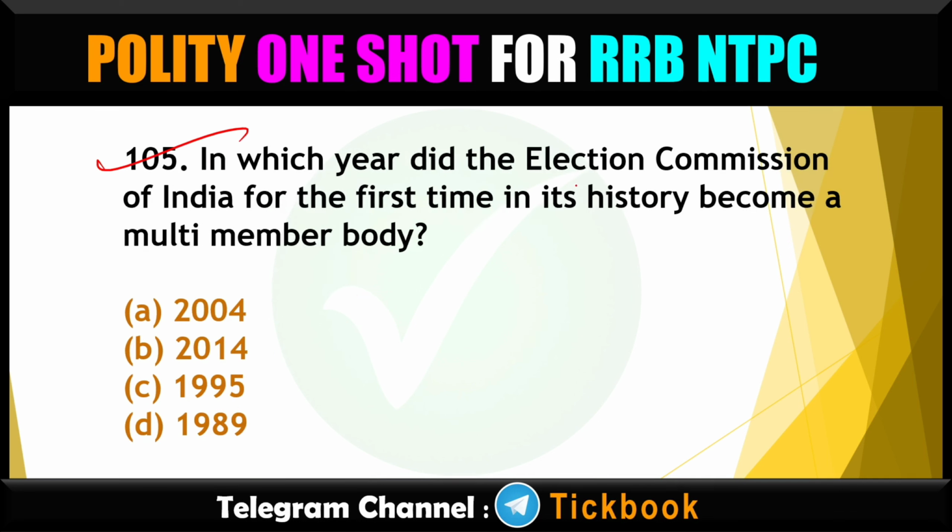105. In which year did the Election Commission of India for the first time in its history become a multi-membered body? Option number D, 1989. So this is the last question.